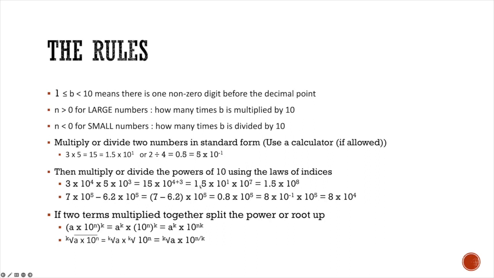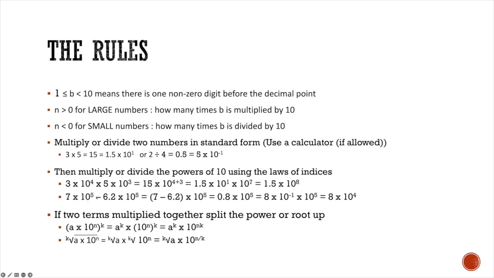So 15 we can write as 1.5 into, this decimal is going 1 to the left, so 10 to the power 1. And here 10 to the power 7. So again these indices adding together. So 1.5 into 10 to the power 7 plus 1, 8.